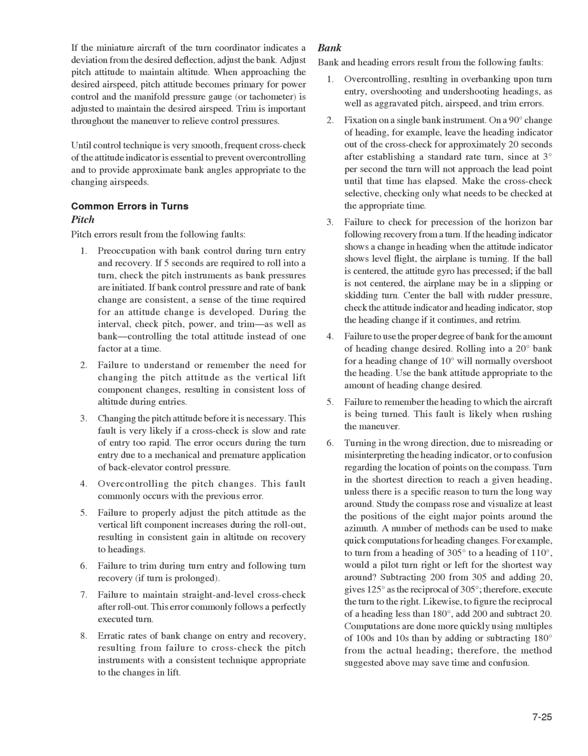For example, to turn from a heading of 305 degrees to a heading of 110 degrees, would a pilot turn right or left for the shortest way around? Subtracting 200 from 305 and adding 20 gives 125 degrees as the reciprocal of 305 degrees, therefore, execute the turn to the right. Likewise, to figure the reciprocal of a heading less than 180 degrees, add 200 and subtract 20. Computations are done more quickly using multiples of 100s and 10s than by adding or subtracting 180 degrees from the actual heading, therefore, the method suggested above may save time and confusion.